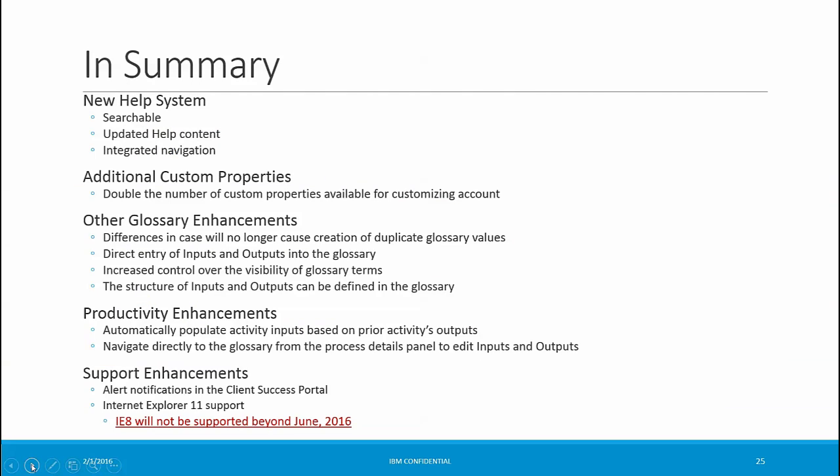And with that, I'd like to just summarize what we've talked about today. So this is the February release once again. I showed you the new searchable help system that we're rolling out with this release with the updated Blueworks Live help content. We've seen a number of glossary enhancements, including additional custom properties, some changes that will reduce duplicate values in the glossary, increase control over the visibility of glossary terms, the ability to directly enter inputs and outputs into the glossary, and the ability to enter richer descriptions of inputs and outputs. We just saw the new alert notification feature in the Blueworks Live support portal.